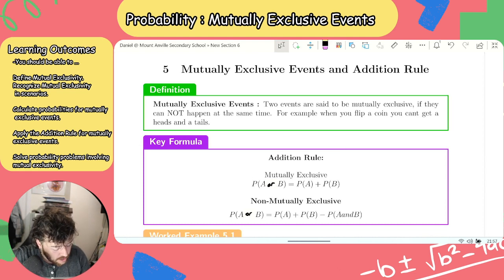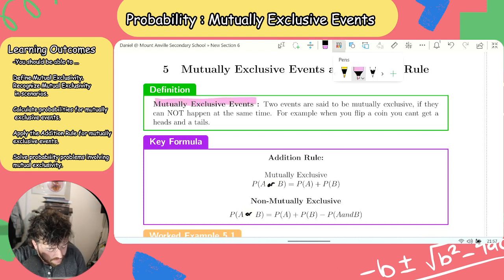So two events are said to be mutually exclusive if they cannot happen at the same time. For example, when you flip a coin, you can't get a heads and a tails, right? It can't be raining and not raining at the same time. You can't roll a 5 and a 6 at the same time on a dice. So mutually exclusive events are two events that cannot happen at the same time.